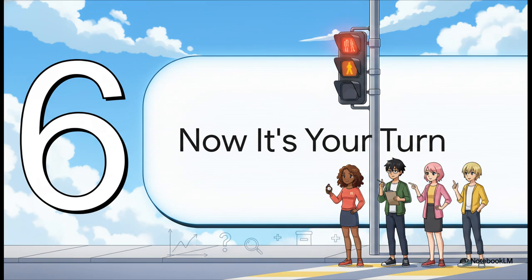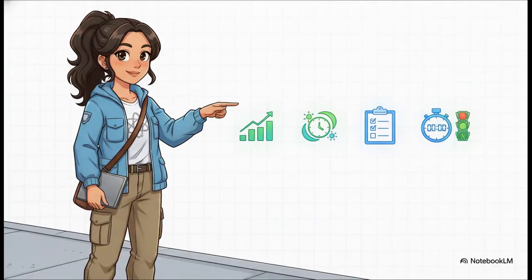But the best part about this whole method is that you don't have to take my word for any of this. You can now be the detective for any crosswalk button in your own neighborhood. And if you do decide to run your own investigation, here are a few pro tips.